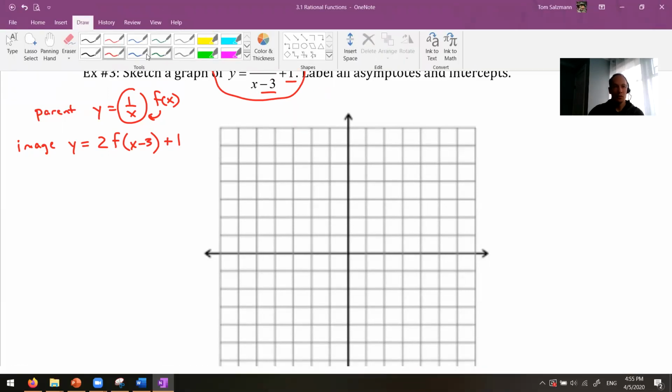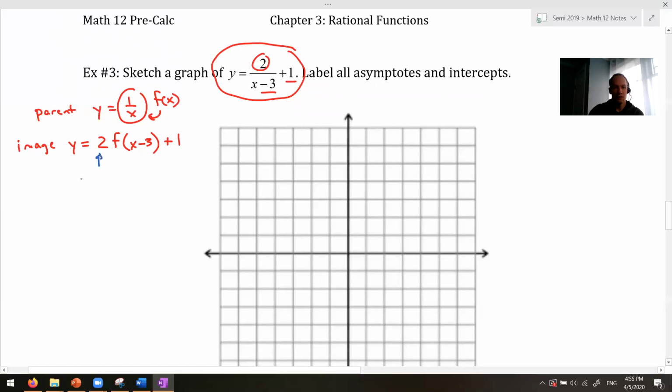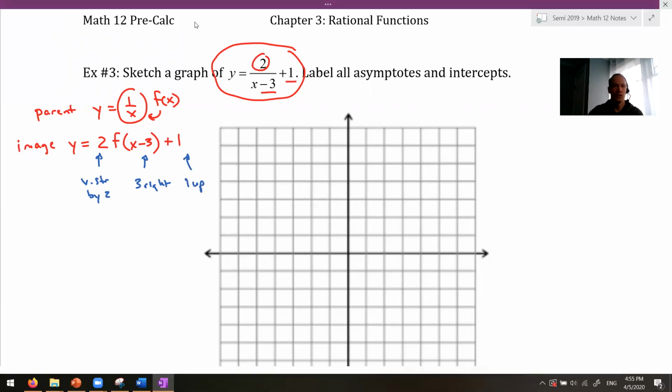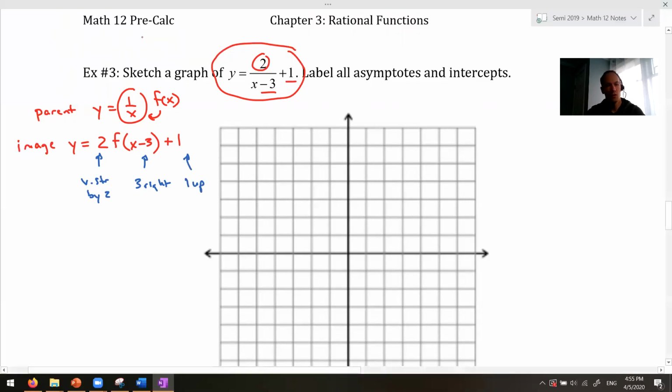Okay, so what we can say about this here is this would be a vertical stretch by 2. This is 3 to the right, and then this is 1 up. I think I got one of those in Mario once.